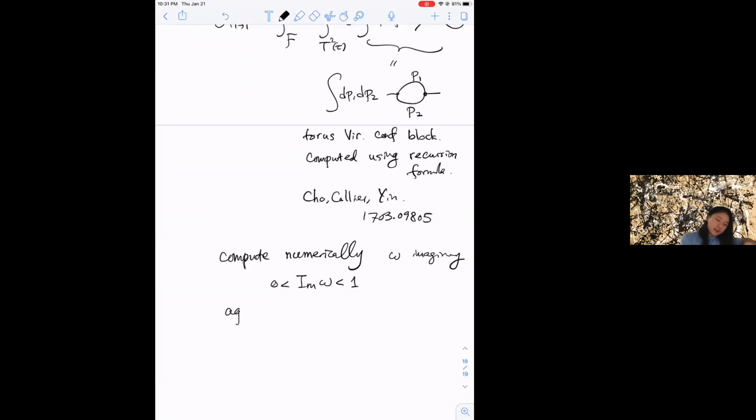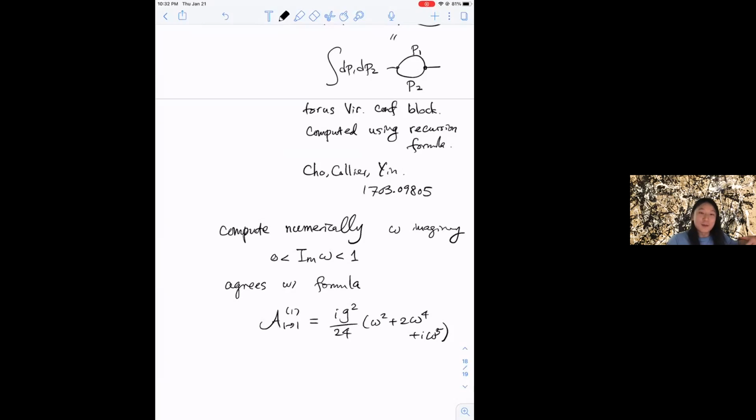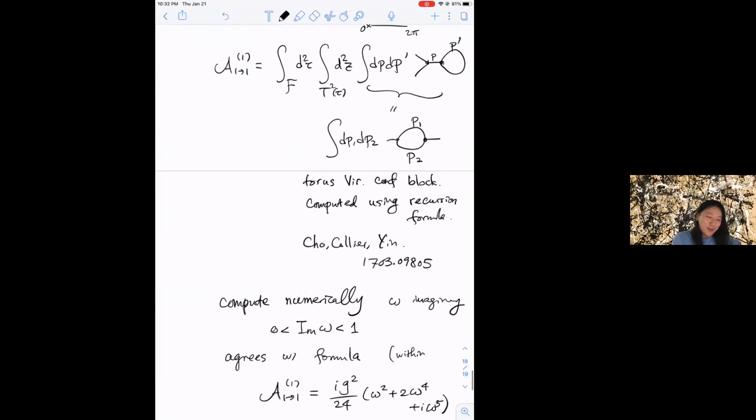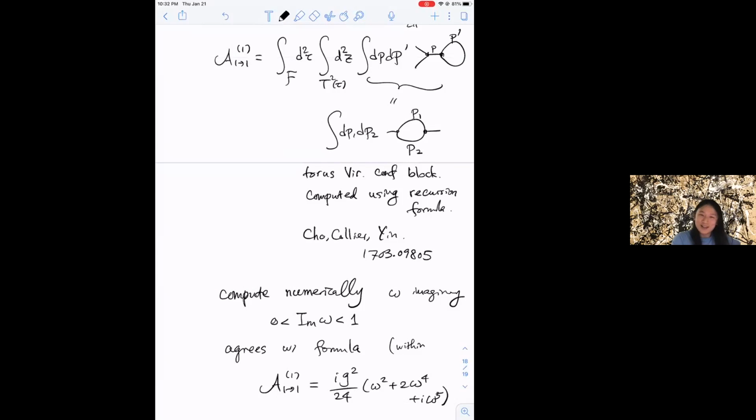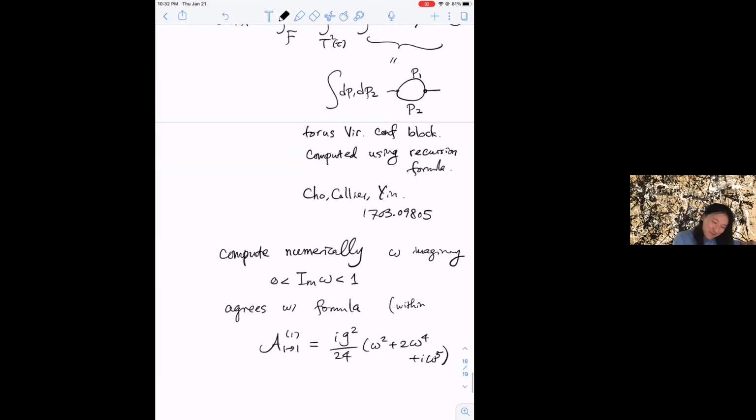So the result agrees with the formula for the one-loop amplitude, which is again a simple polynomial expression: i g squared over 24 omega squared plus 2 omega to the fourth plus i omega to the fifth. This formula, once again, is a conjecture from the matrix model, which I'll discuss in the second lecture. But this is checked against the worldsheet computation, which is actually a very, very hard numerical integral to do that has to be run on the cluster. The result agrees within 1% of accuracy to the extent we can tell. So it seems to be in agreement.